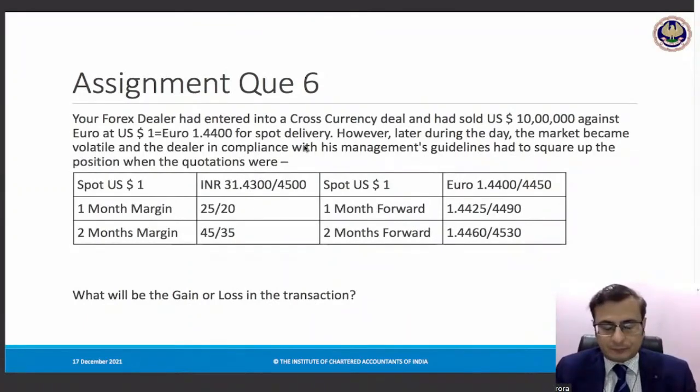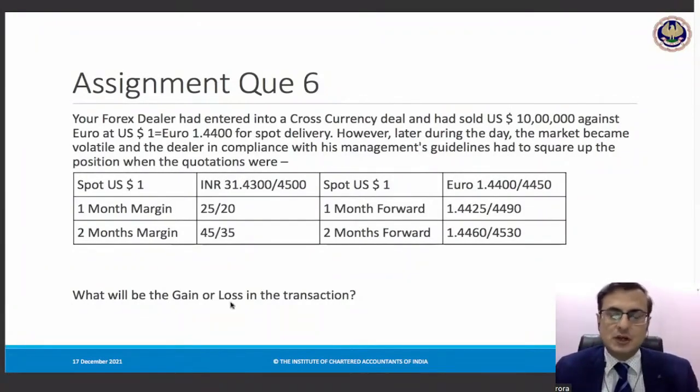So I will not be going into the detail. Forwards is something very simple. It means the transaction is happening OTC, over the counter. Okay. It's not a standardized transaction that you're doing from the market or, let's say, any other exchange. It's a forward contract, an OTC contract. Okay, so let's understand this question, very relevant.